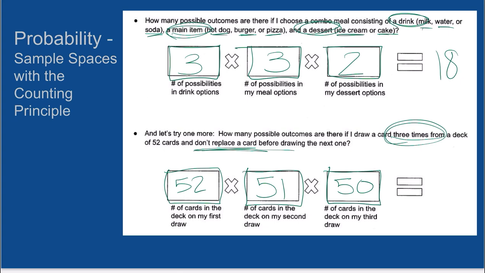And I am so glad that we have a calculator, because our answer would be 132,600 possible combinations. Could you imagine trying to do that answer in a list or even in a tree diagram? That'd be horrible. The counting principle helps us, especially when we're moving into a lot of different possibilities.